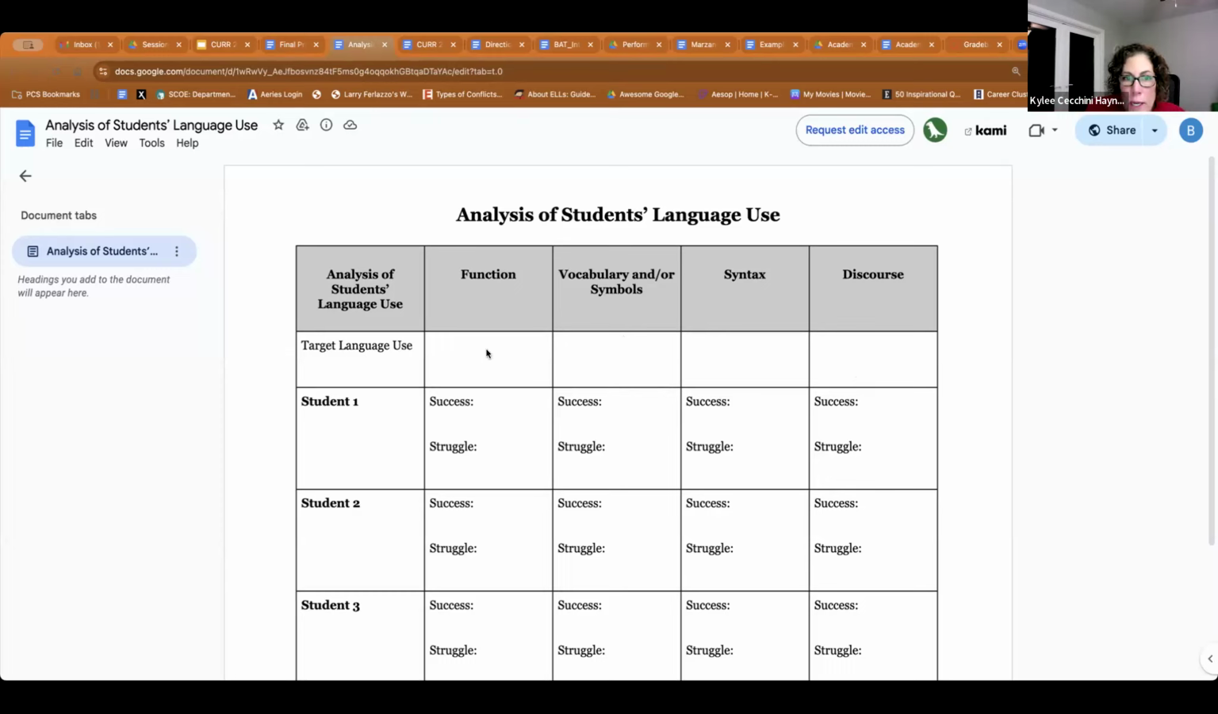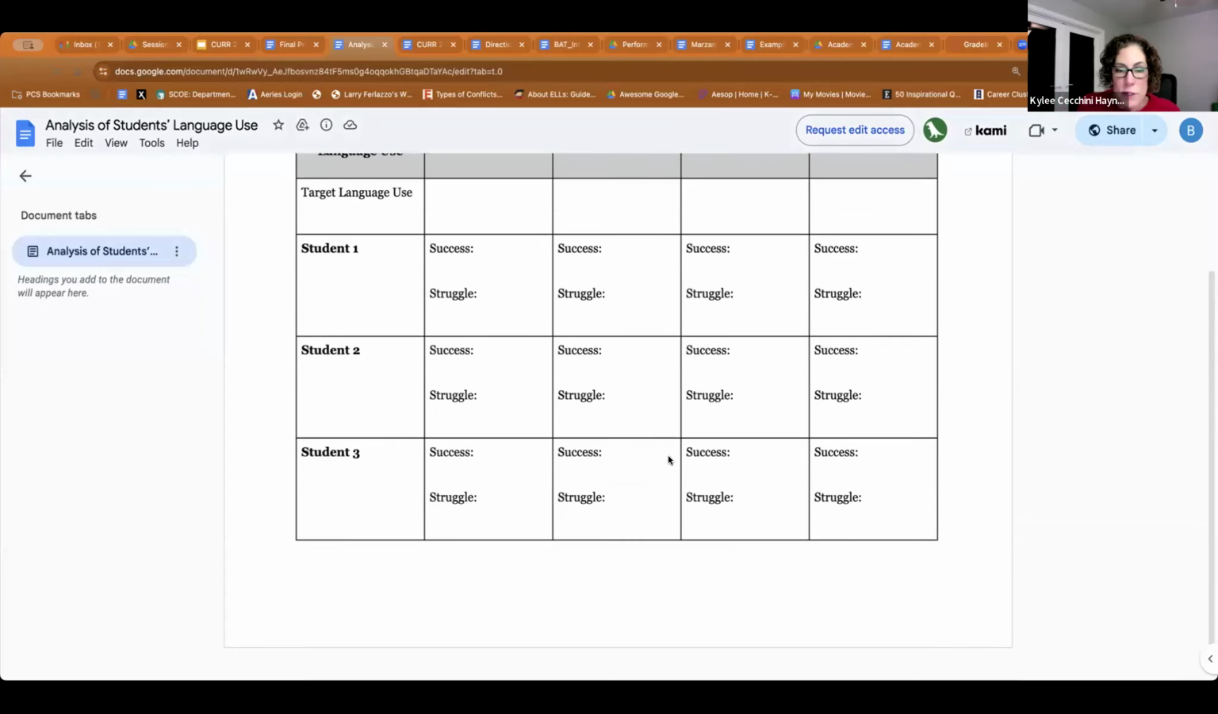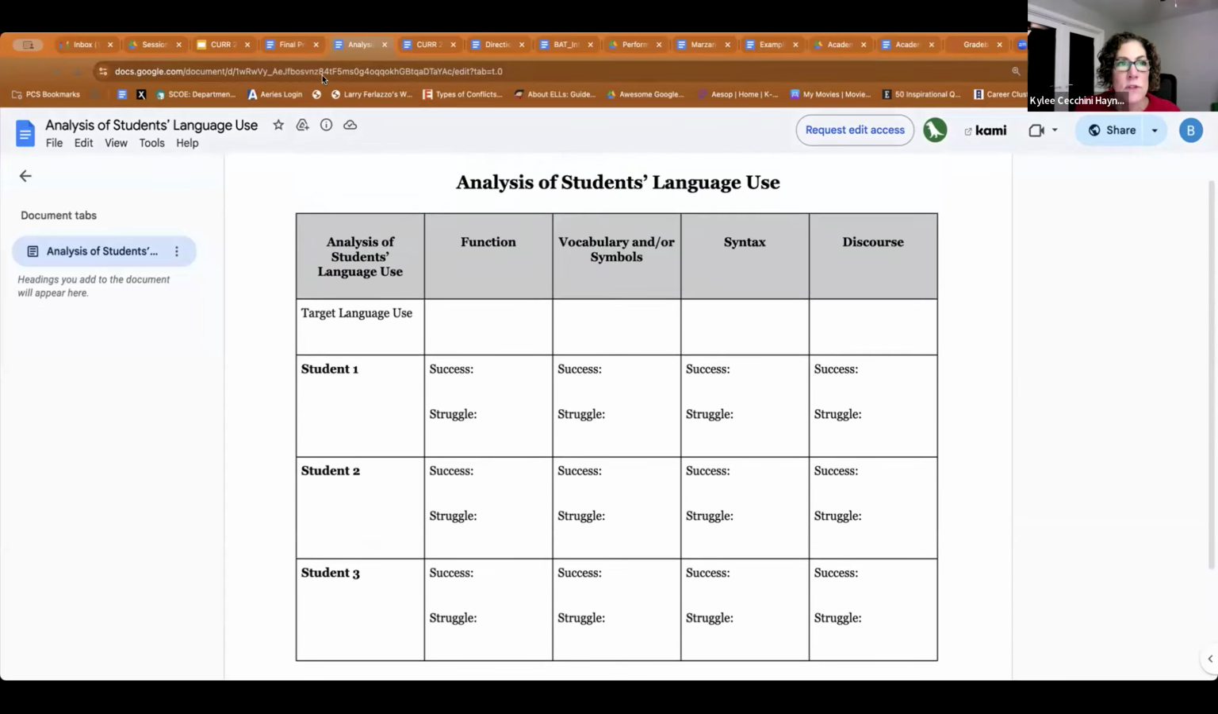So you're going to write in the function is to describe. They're going to use the words I see, I noticed, I observed, maybe some vocabulary words around that. And then discourse is the lab report. So what success did you see with student one? What struggle in function? What success, what struggle? Maybe there was none. There might not be any struggle. You could say none there, okay? But so you fill this out. That's it. That's the analysis of student language use.